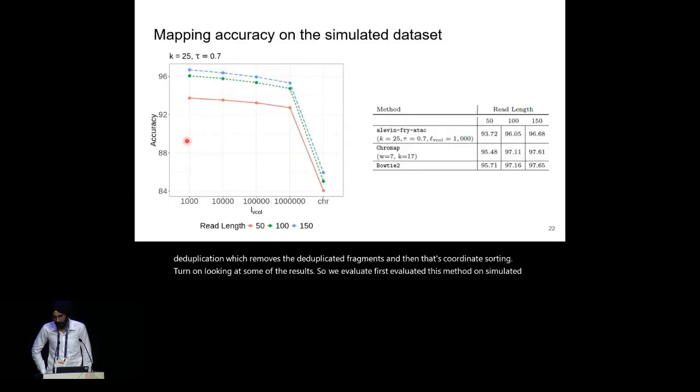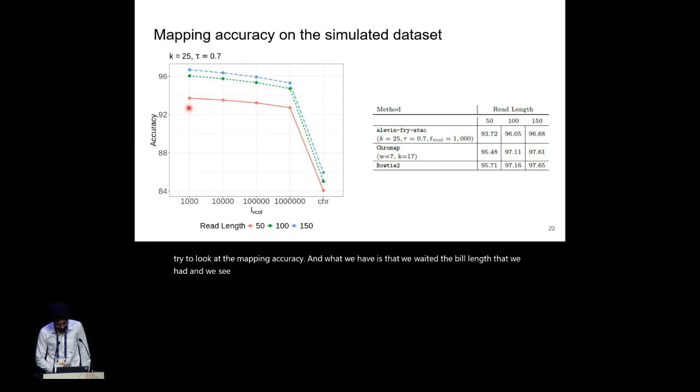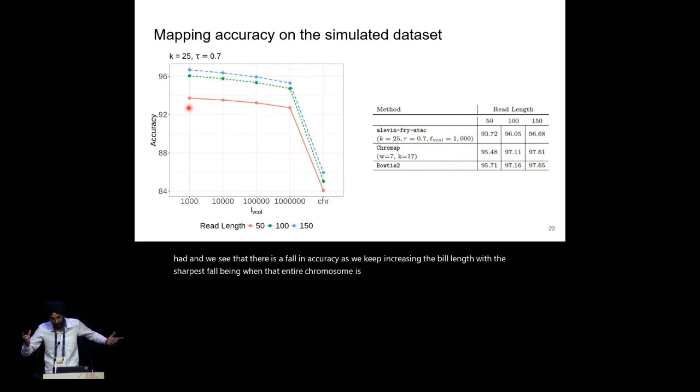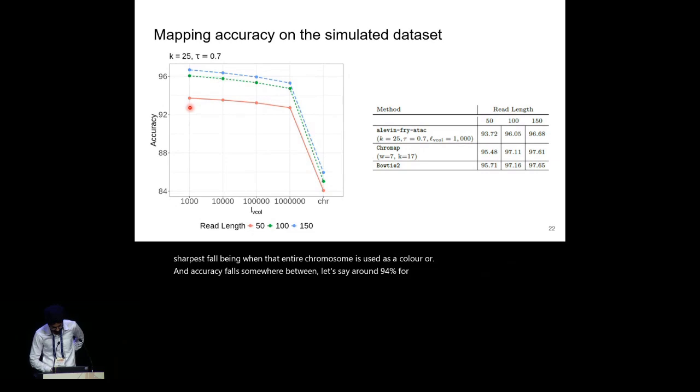Looking at some of the results, we first evaluated this method on simulated data sets. We used Mason to generate simulated reads of different lengths, and then looked at the mapping accuracy. We varied the bin length, and we see a fall in accuracy as we keep increasing the bin length, with the sharpest fall being when the entire chromosome is used as a bin, or no binning. Accuracy falls from around 94% for a bin length of 1,000 to somewhere around 84%.